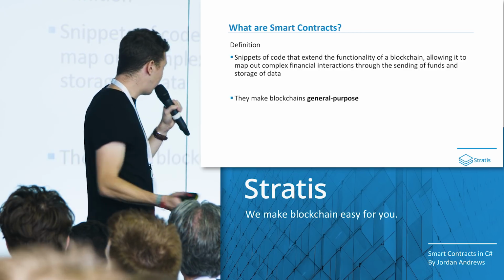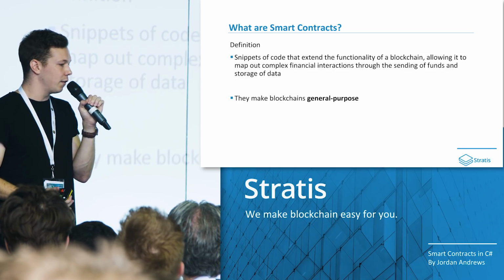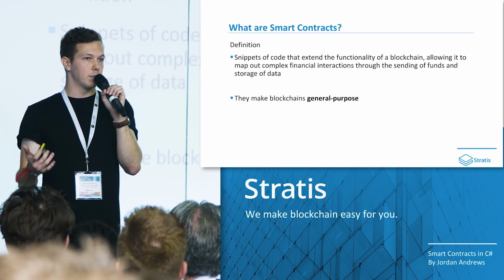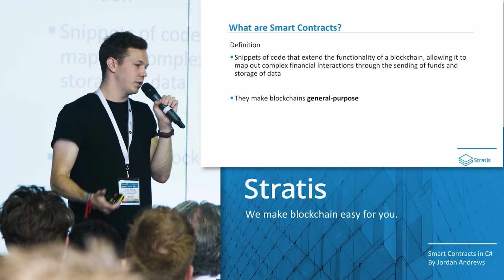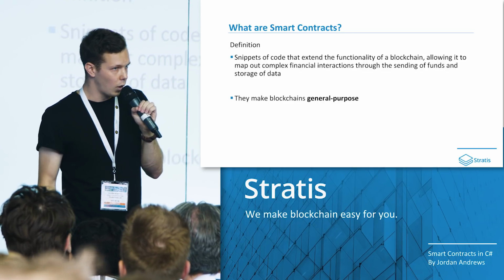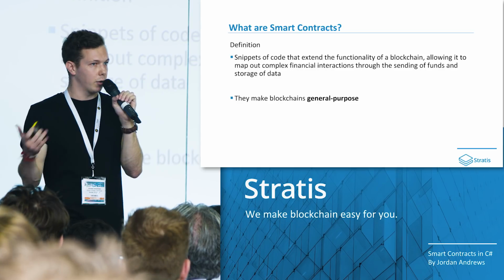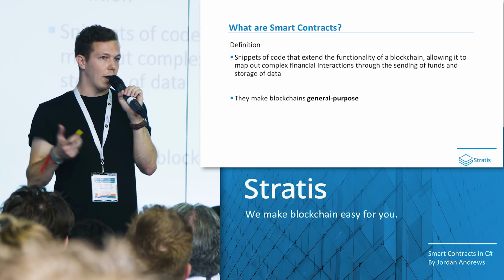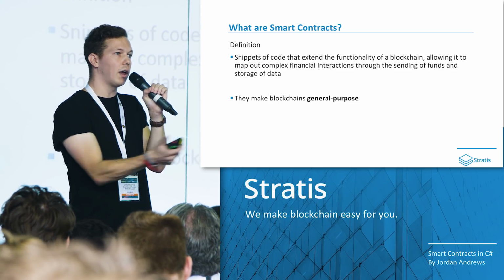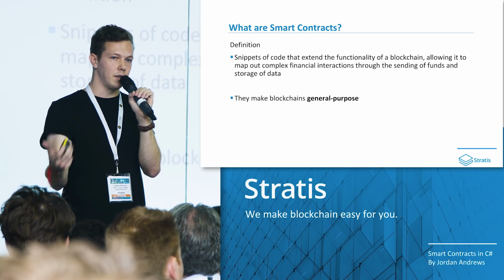So formally defined, smart contracts are snippets of code that extend the functionality of a blockchain, allowing it to map out complex financial interactions through the sending of funds and storage of data. What this means is anyone can come, me for example, I could come, write a bunch of code and deploy it to a chain, and this underlying chain now has more functionality than it did before.